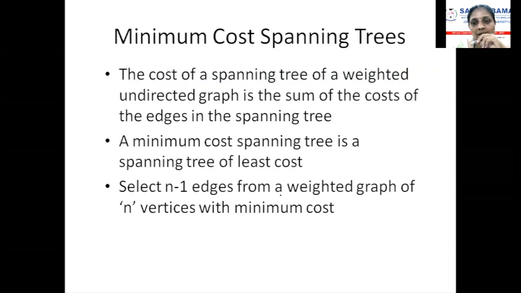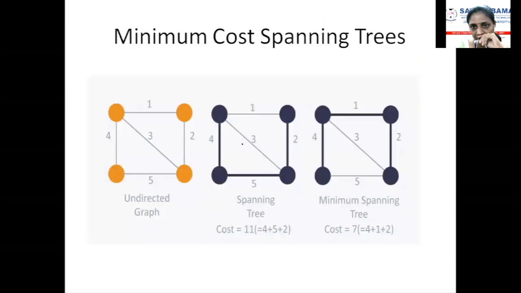Continuing with what a minimum cost spanning tree is. As I told you, you find the spanning tree which has only n minus 1 edges, but if you add the cost of those n minus 1 edges, it should give you the minimum cost. If it gives the minimum cost, you call it the minimum cost spanning tree.